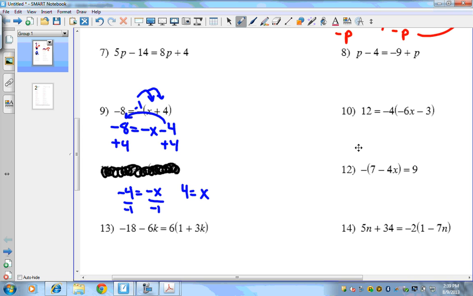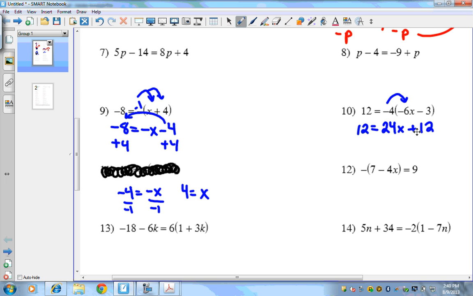Let's try number 10. Number 10, you have 12 is equal to negative 4 times negative 6x minus 3. Well, there's nothing you can do to this 12 right now. It's stuck. But you have to deal with the parentheses first. So I'm going to take this negative 4 and multiply it in here. You get 12 is equal to positive 24x plus 12.